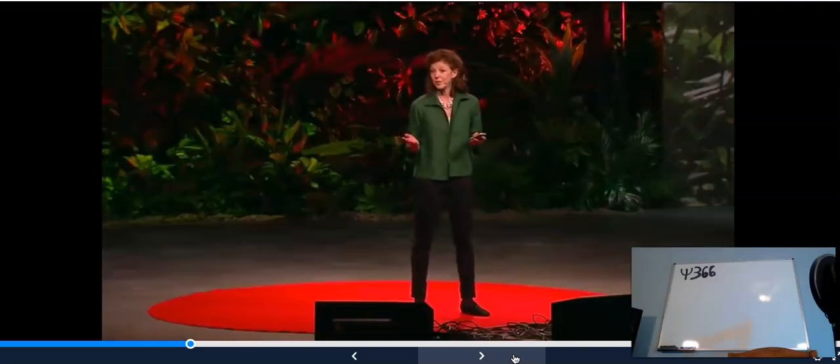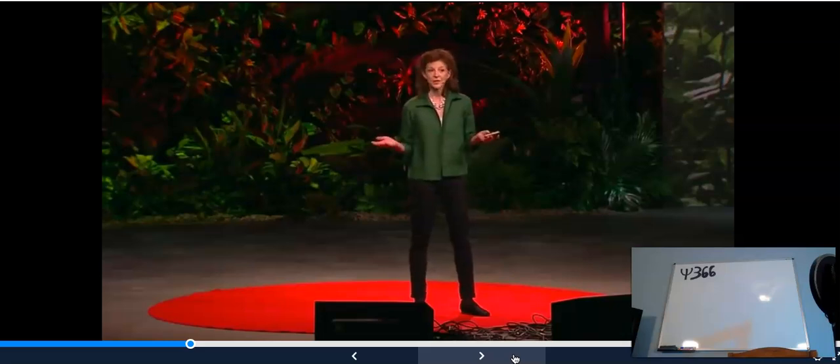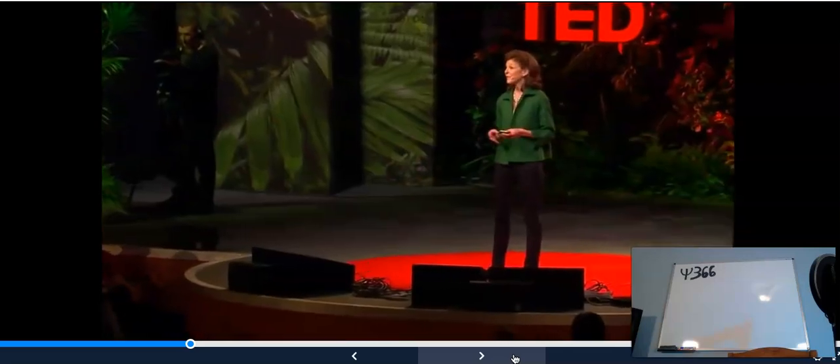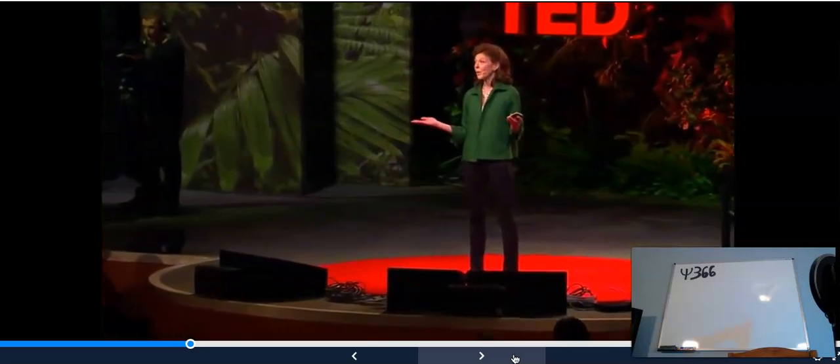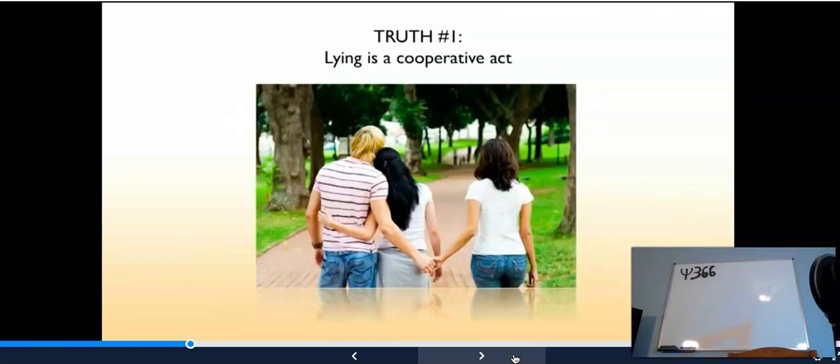Lie spotters are armed with scientific knowledge of how to spot deception. They use it to get to the truth, and they do what mature leaders do every day. They have difficult conversations with difficult people, sometimes during very difficult times. And they start up that path by accepting a core proposition. And that proposition is the following: lying is a cooperative act.